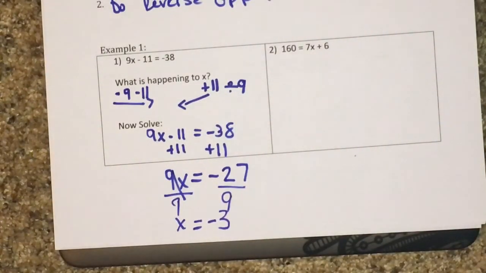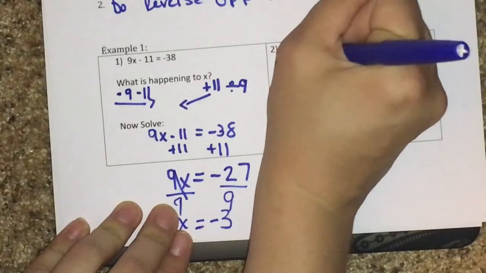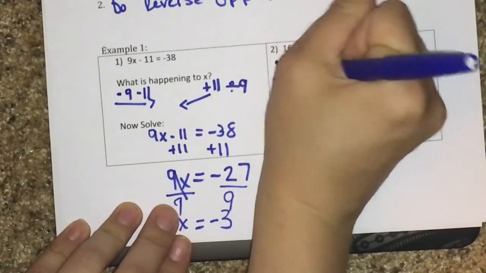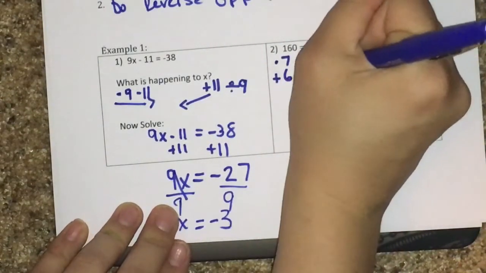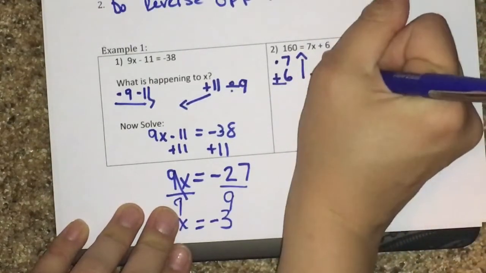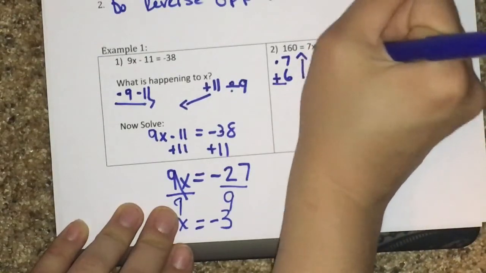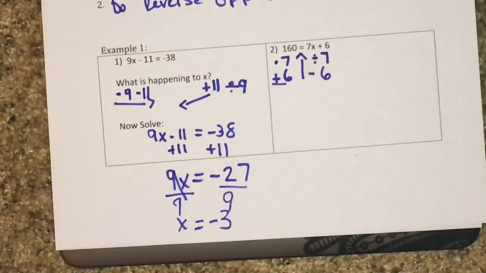Let's go ahead and look at number 7. Let's decide what is happening to x. In this case, it's being multiplied by 7, then added by 6. I need to do the reverse opposite. So instead of adding 6, I need to subtract 6. Instead of multiplying by 7, I need to divide by 7.